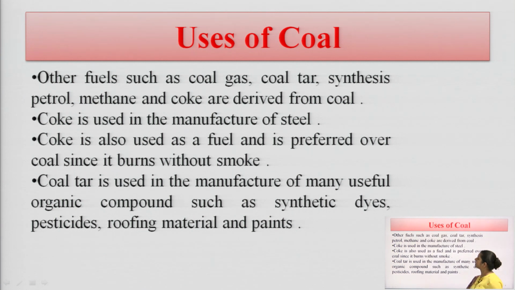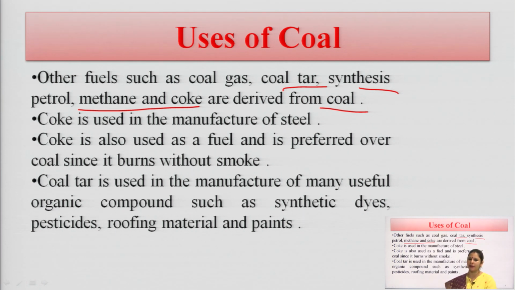Other fuels such as coal gas, coal tar, synthetic petrol, methane and coke are derived from coal. We are going to derive many more items from coal, and coke is used in the manufacturing of steel. When we manufacture steel, we use coke. Why do we use coke?